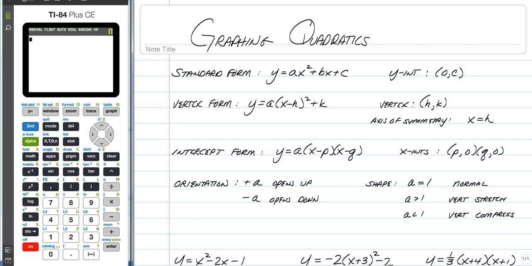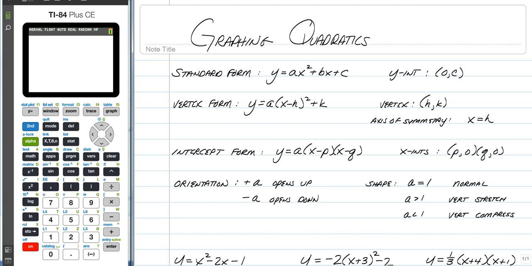We have vertex form. Vertex form is created by completing the square, and it is y is equal to a times the quantity x minus h squared plus k, where your vertex is h comma k. So it's the opposite of what's inside the parentheses, comma, the outside of the parentheses. And your axis of symmetry is always going to be x equals the x coordinate of your vertex, because it's what splits the quadratic graph in half.